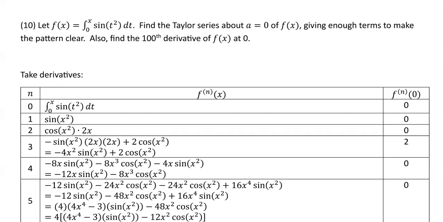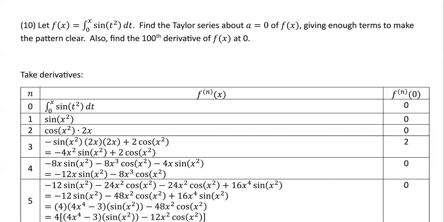But anyway, number 10. Maybe I just contradicted myself, but it's a typical intermediate level type of problem. This problem says, let f of x be the integral from 0 to x of sine of t squared dt. Find the Taylor series about a equals 0 of f of x, giving enough terms to make the pattern clear. Also, find the 100th derivative of f of x at 0.